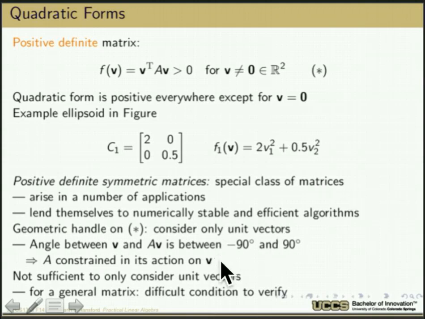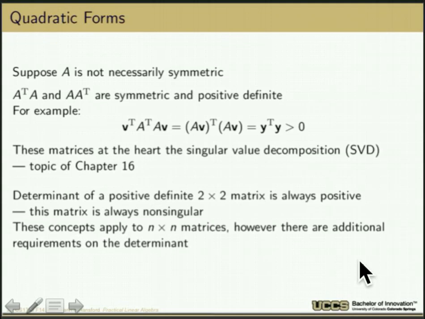When you go to look at this, it's actually not sufficient to consider V as a unit vector. V has to be all non-zero vectors, which makes it in general very difficult to verify. There are certain matrices for which it is easy to verify, but for lots of matrices it's hard to know whether or not it's going to be positive definite. We can relate positive definite now to something more general.